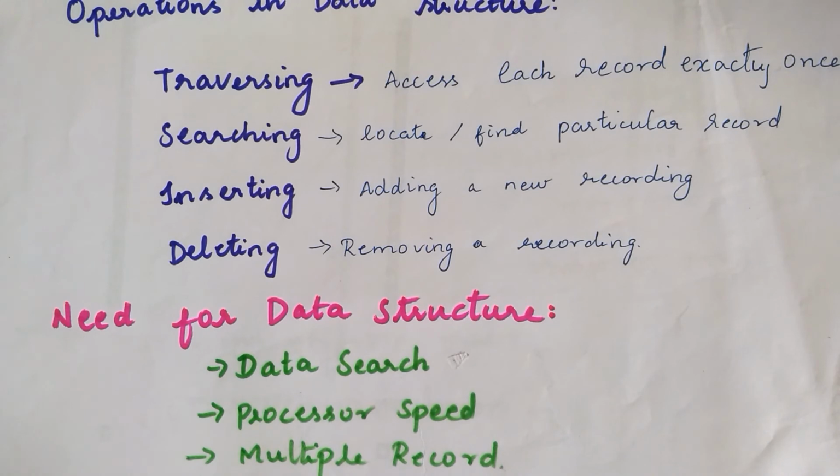And the third one is multiple records. Let us take another example, Google search or Chrome. You are going to search something in Google. Like you, another user is also going to search the same thing. In this case, sometimes the server will get slow. To overcome this, data structure is used.